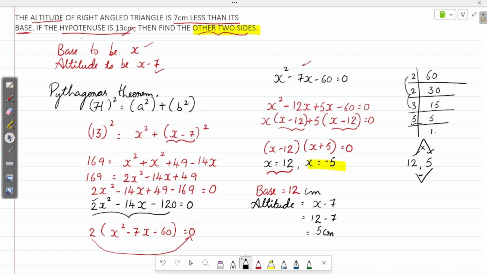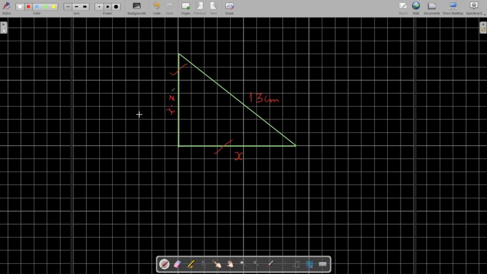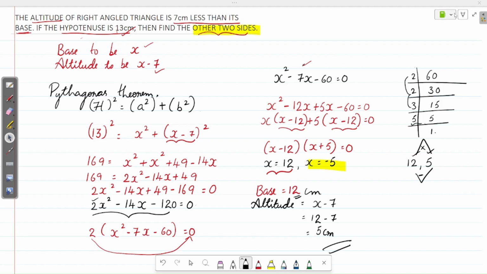Very important to write the unit. So this is how we figured out that the base is 12 centimeters and the altitude is 5 centimeters, which means this is 12 centimeters, this is 5 centimeters, and the hypotenuse, of course given, is 13 centimeters. Very simple, isn't it? Thank you.